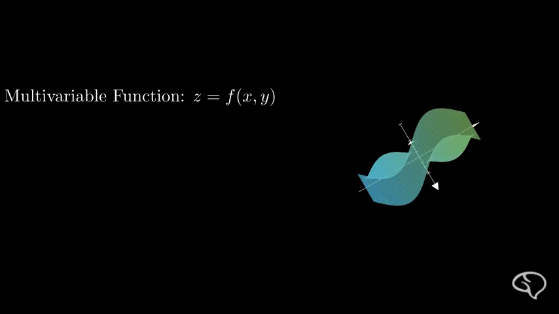The problem is, the rate of change depends on the direction we're moving on the surface. We can't just find the slope. This is where partial derivatives come in. They allow us to find the rate of change in a specific, simple direction.